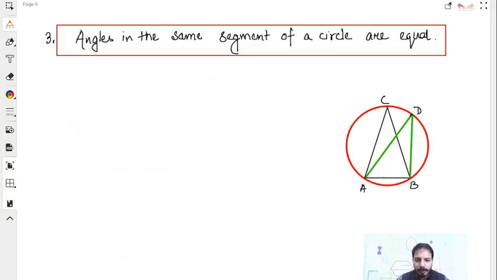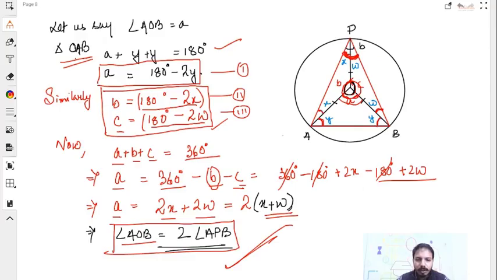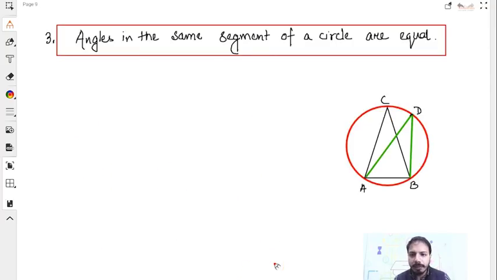Right? Okay, so guys, the next theorem says the angles in the same segment of a circle are equal, and that is obvious, right?